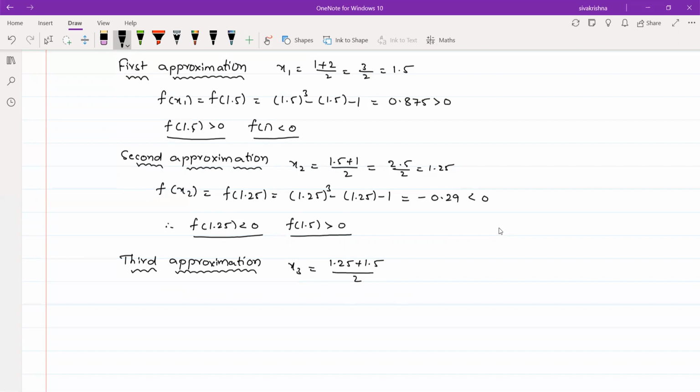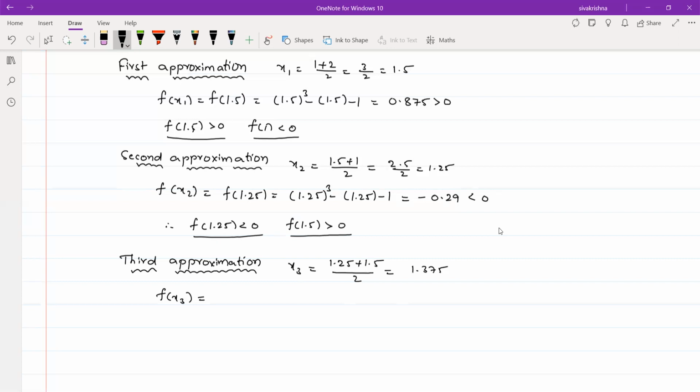So this is equal to 1.375. This is the third approximation. Immediately after getting the third approximation, we have to find f of x3. In the problem, it was said that we have to continue until two decimal places are equal. The first approximation value is 1.5, the second approximation is 1.25, and the third one is 1.375. Till now, even one decimal place is not equal, so we have to continue until two decimal places are equal.